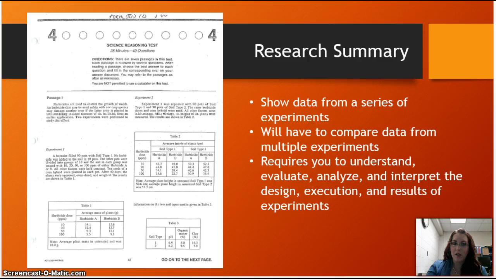Here's what a research summary looks like. A research summary is going to show you a series of experiments. Here on this passage, I have 2 experiments' worth of data. Each one has at least 1 data table, and you're going to have to compare these experiments to each other. So it's important that you understand how they are different from each other. And you will have to draw conclusions based off those data and also compare them to one another.